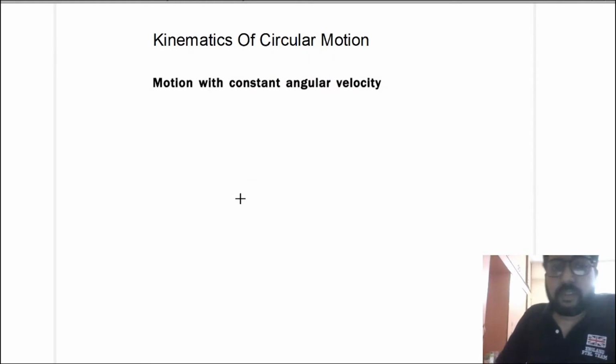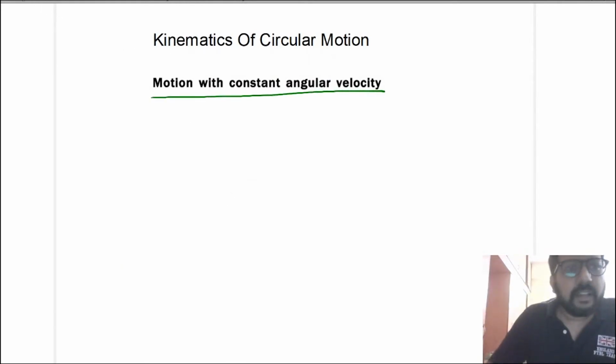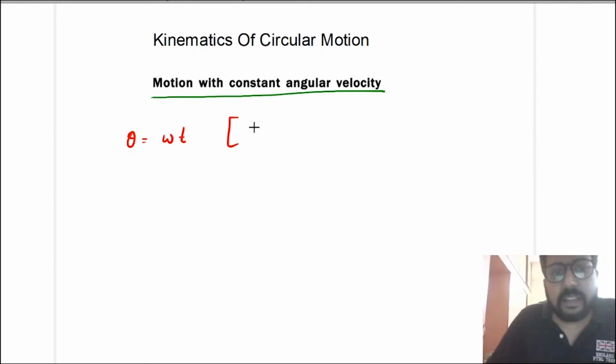Kinematics of circular motion. This is the same as what we have discussed in linear motion. First case is motion with constant angular velocity. Now when the angular velocity is constant, the angular displacement is equal to omega t, just like x is equal to vt in linear kinematics. All right, so this is the motion with constant angular velocity.